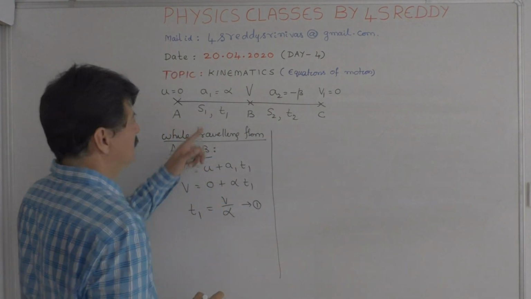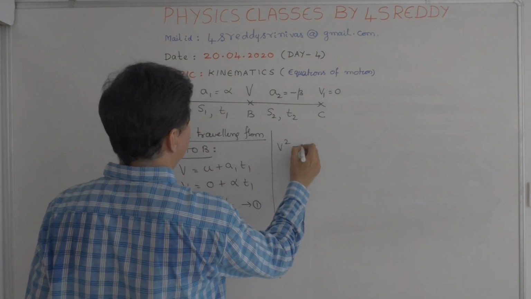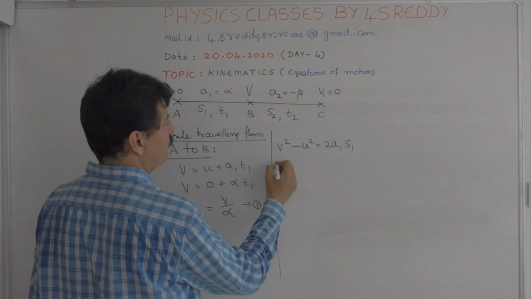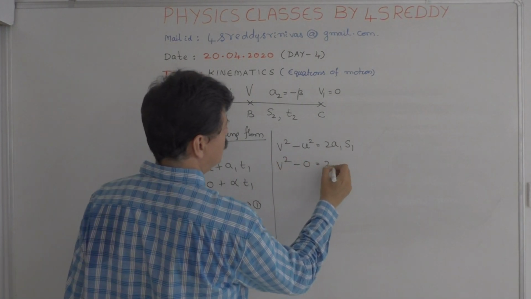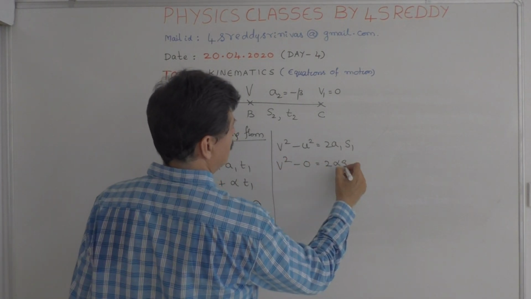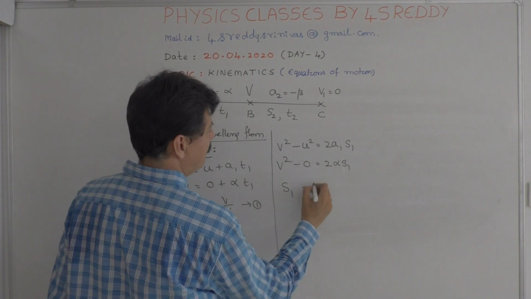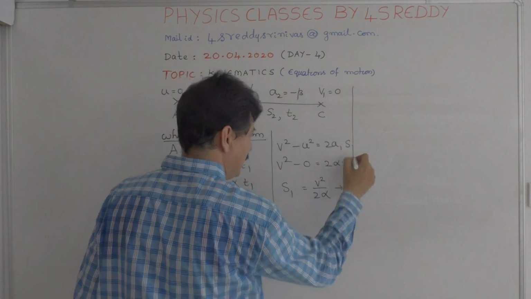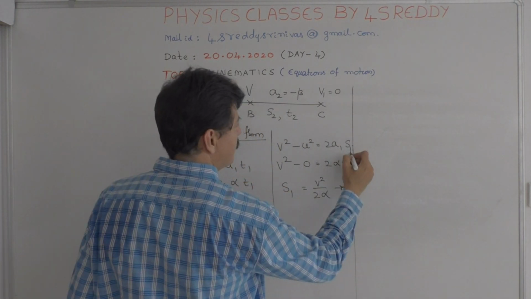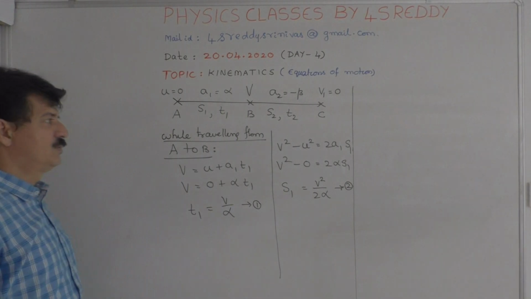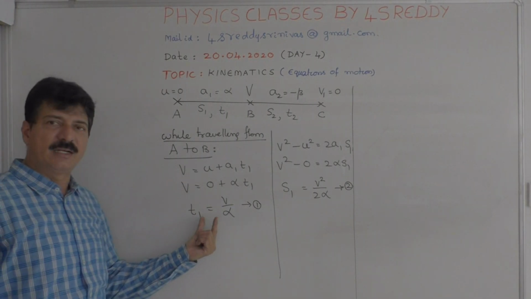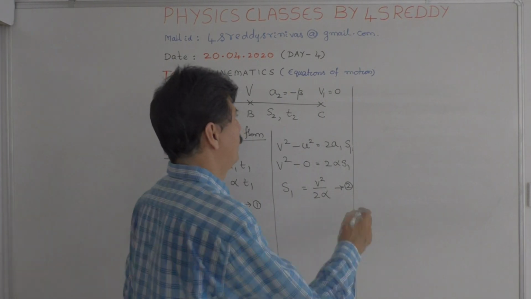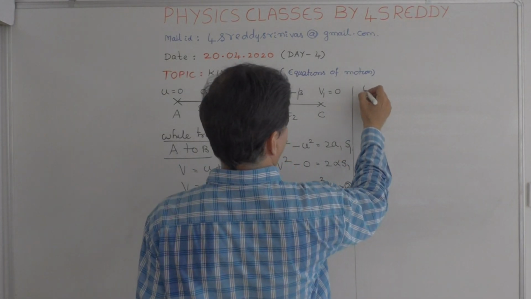And the second one, here V² − U² = 2 a1 s1. Therefore, V² − 0 = 2 alpha s1. Therefore, s1 can be written as V² by 2 alpha, that is the second equation. So, while traveling from A to B, t1, time of travel, is V by alpha, distance traveled is V² by 2 alpha.